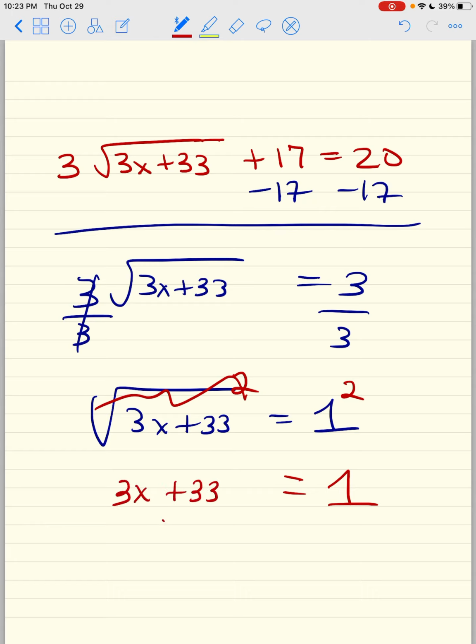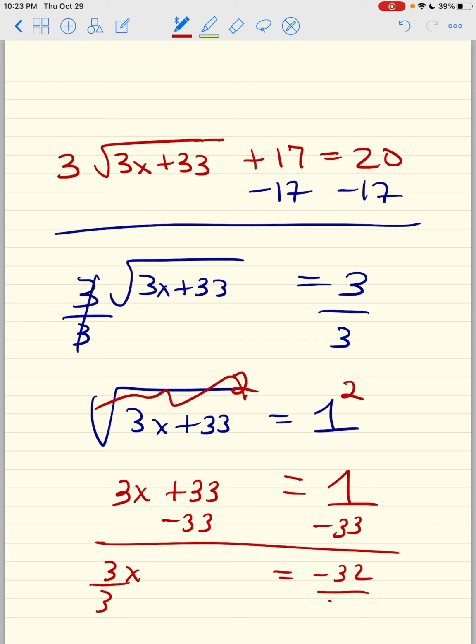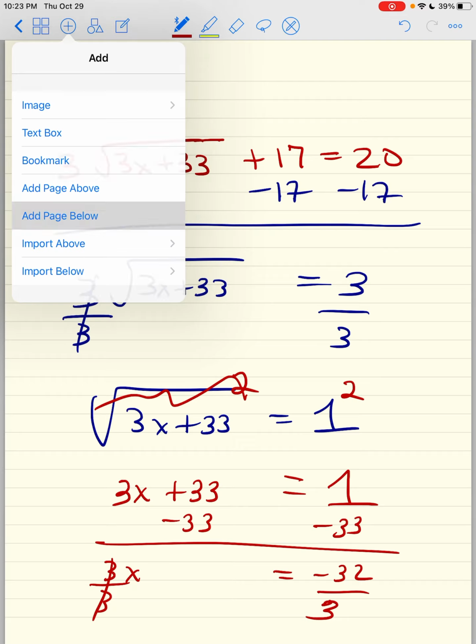And then we're going to minus 33. And then you're going to have negative 32 and then divide by 3. And you can just leave your answer just like that. And this will actually work as well. 3 times negative 32 thirds is negative 32, plus 33 is 1. Square root of 1 is 1, times 3 is 3, plus 17 makes 20. So this works.